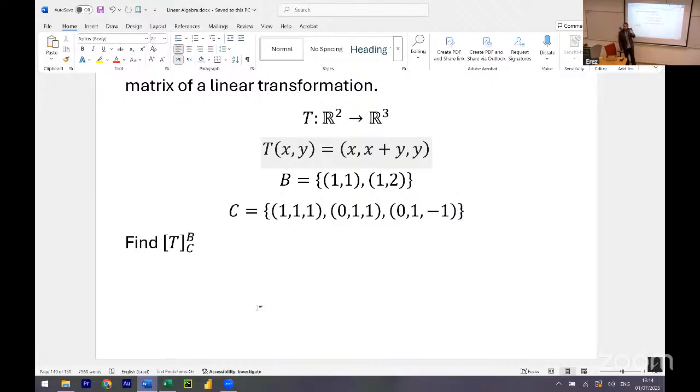Second, we need to take the coordinates of these vectors according to this base. And I'll remind you, what do we do with the coordinates? They are the coefficients of the base. I will look for scalars that when I multiply this base with them, I will get T(1, 1) and T(1, 2). Then these scalars I will write in columns, and that would be the representing matrix. That's the idea. And now let's do it.